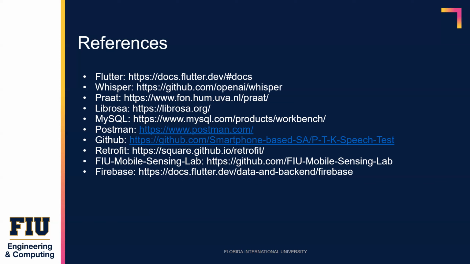GitHub, this link is to the GitHub that is going to be storing our code this semester, and it is what we used to pull from last semester's code. Retrofit is a new reference compared to the last semester's group. It was used to create a lot of the API functionality within Flutter itself. The FIU Mobile Sensing Lab is another example that we pulled from the product owners. They gave us a wonderful reference to use and help us with, to help us develop the backend further.